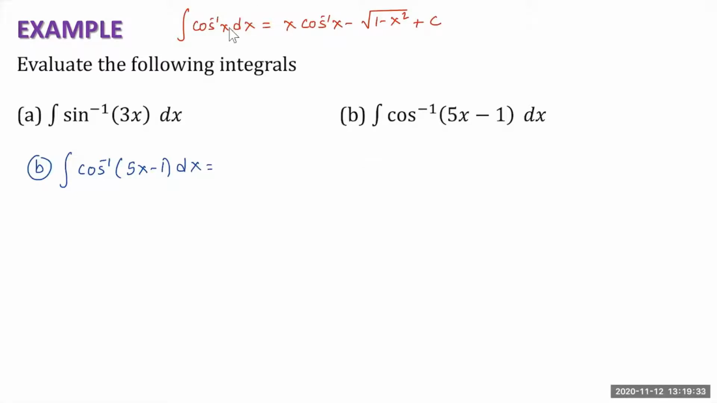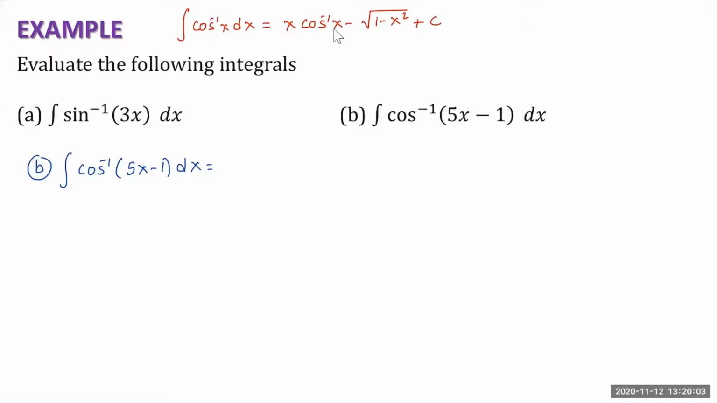So when we have x here, this is the formula. Now in our example, we have cosine inverse 5x minus 1. So here we have the linear function as the inside function in this composite function. So what we'll do is we'll use this formula and then we divide by the derivative of the inside function. We use the formula with 5x minus 1 in place of x, and then we divide by the derivative of 5x minus 1.